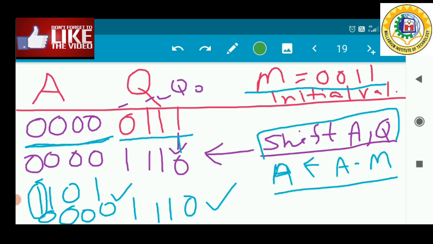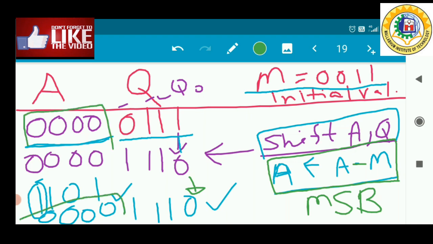Next we will perform A equal to A minus M, this step. I have already discussed this step. After performing it, the new A will become 1 1 0 1. Then we check whether the MSB of A equal to 1 or 0. Here the MSB of A equal to 1, so we make Q0 equal to 0 and restore A.